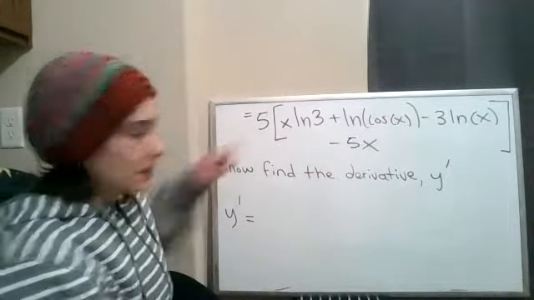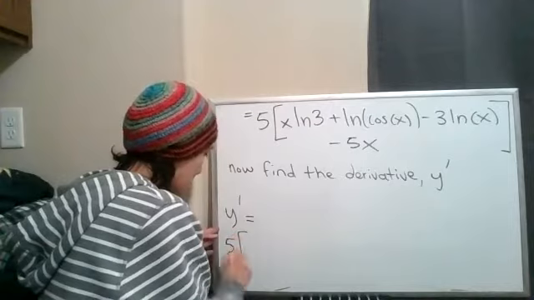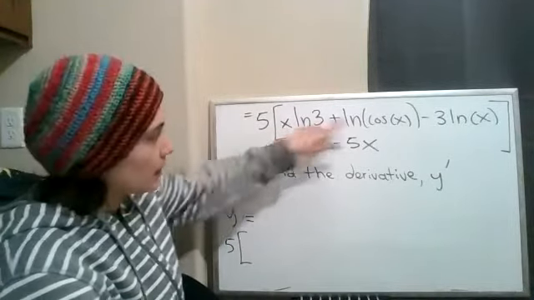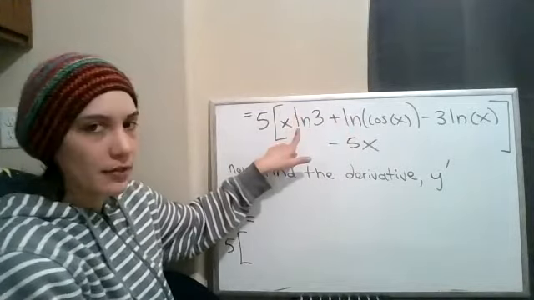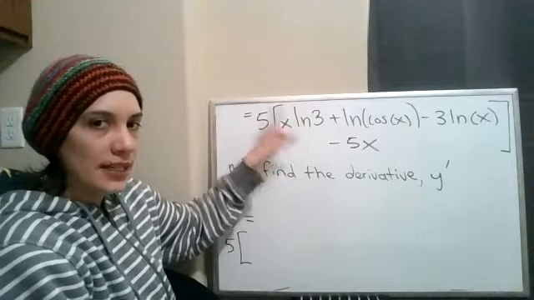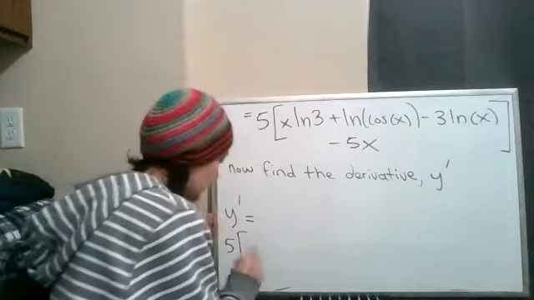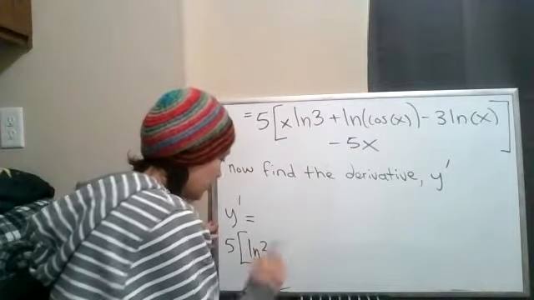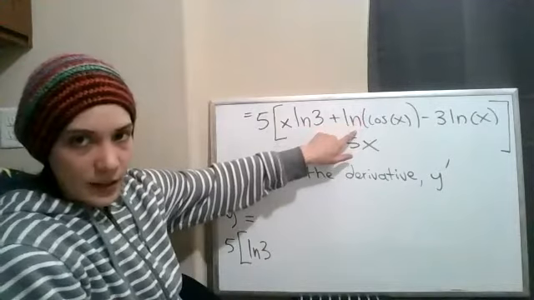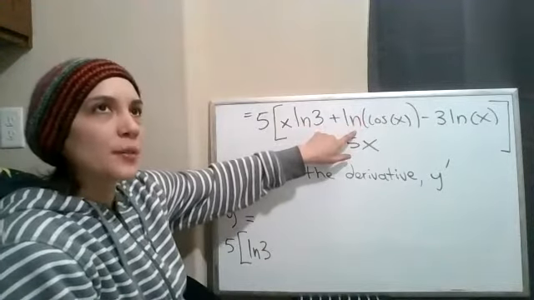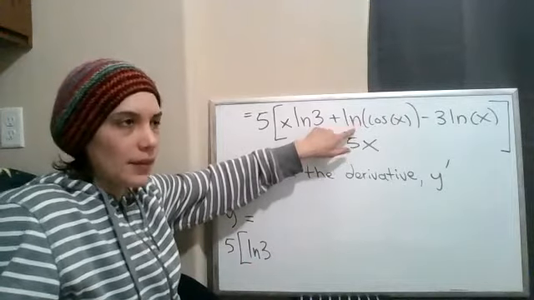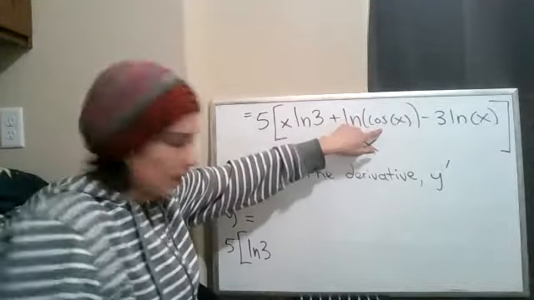So we have a 5 sitting here. And we're going to just do the derivative term by term. So this one, ln of 3 is a number. So some number times x. Take the derivative, which is a power rule, leaves ln of 3. All right. This looks like a chain rule. So the first part is the derivative of the outside function, which would be ln, 1 over what's sitting inside.